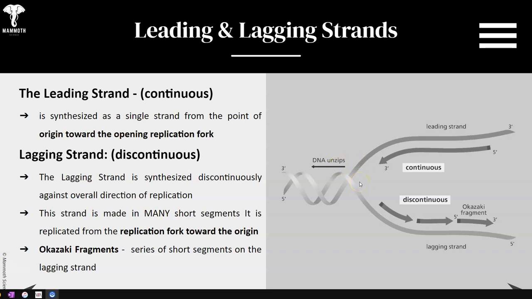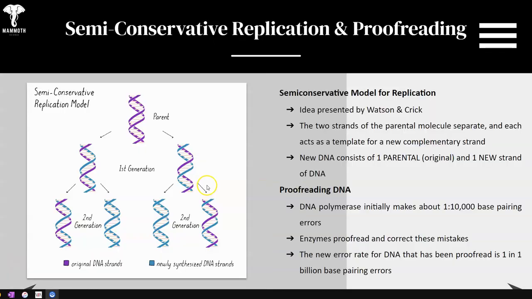The lagging strand is synthesized discontinuously. Notice you have a fragment, you have a fragment, you have a fragment. Well, the first fragment was laid down when helicase was about right here. And as helicase moved this direction, more parent strand DNA was opened up. Therefore, you had to keep making these little segments called Okazaki fragments.